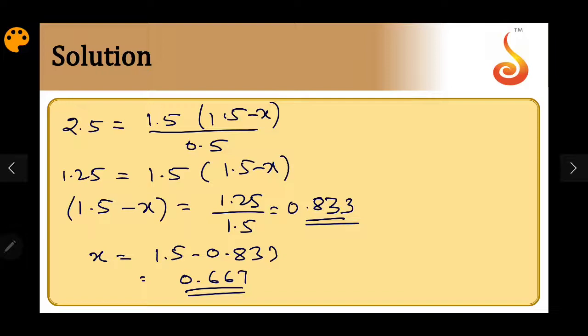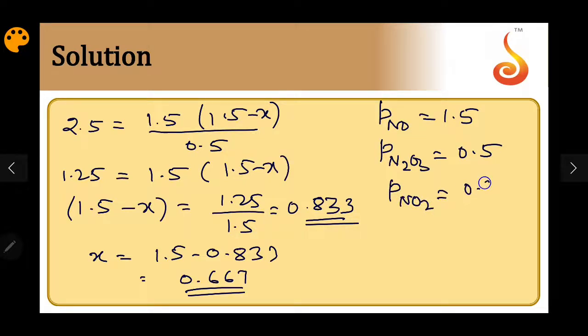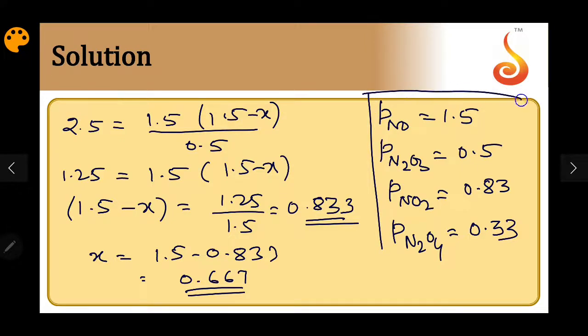So the partial pressure of NO is 1.5. The partial pressure of N2O3 is 0.5. The partial pressure of NO2 is 1.5 minus y, that is 0.833 or 0.83, and the partial pressure of the N2O4 dimer is 0.667 by 2. So it's going to be 0.33. So these are the partial pressures of the individual gases.